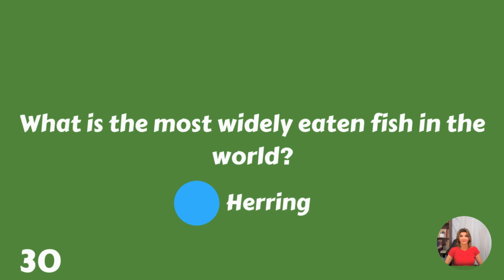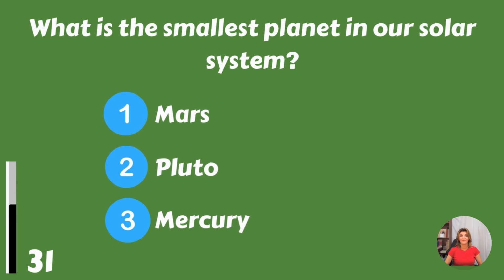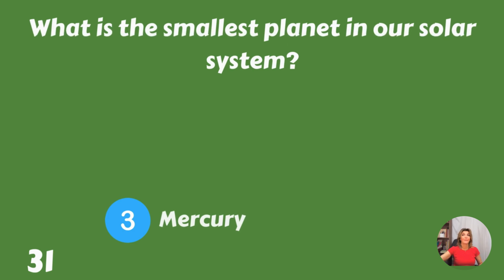And the answer is herring. What is the smallest planet in our solar system? Mars, Pluto, or Mercury? Mercury.